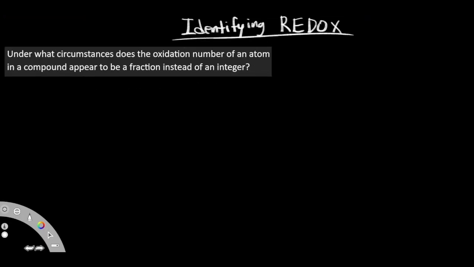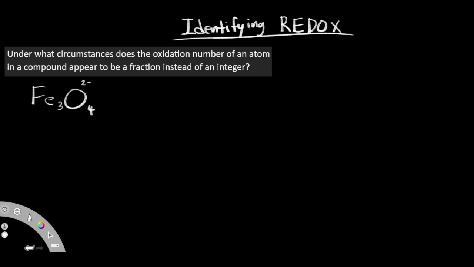And lastly, let's have a look at this question over here. Under what circumstances does the oxidation number of an atom in a compound appear to be a fraction instead of an integer? Well, let's have a look at an example here. So let's use Fe3O4 as an example.